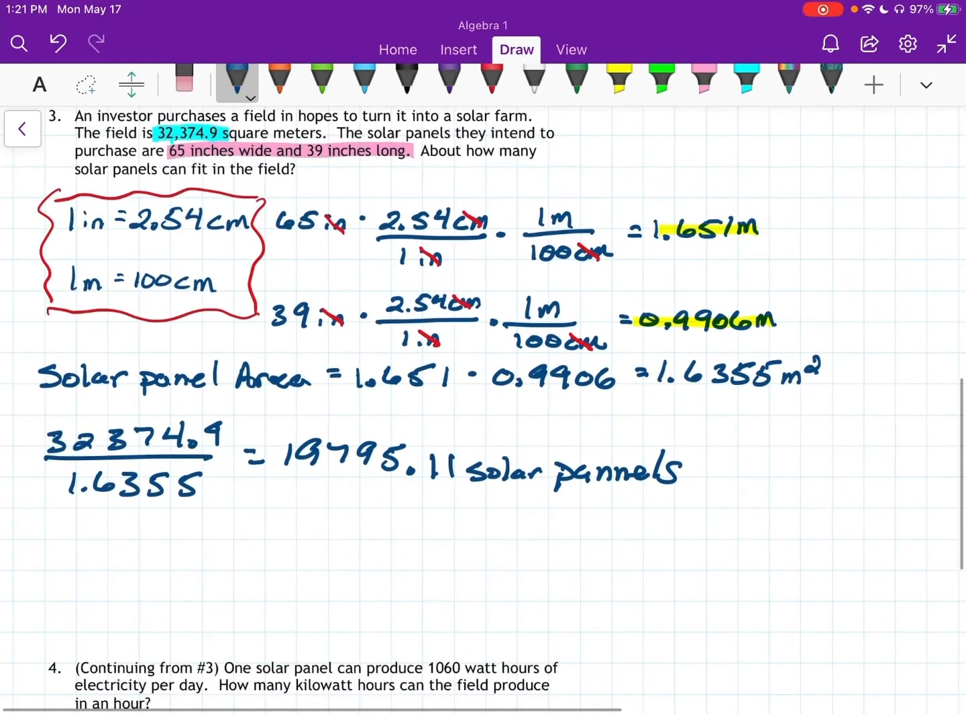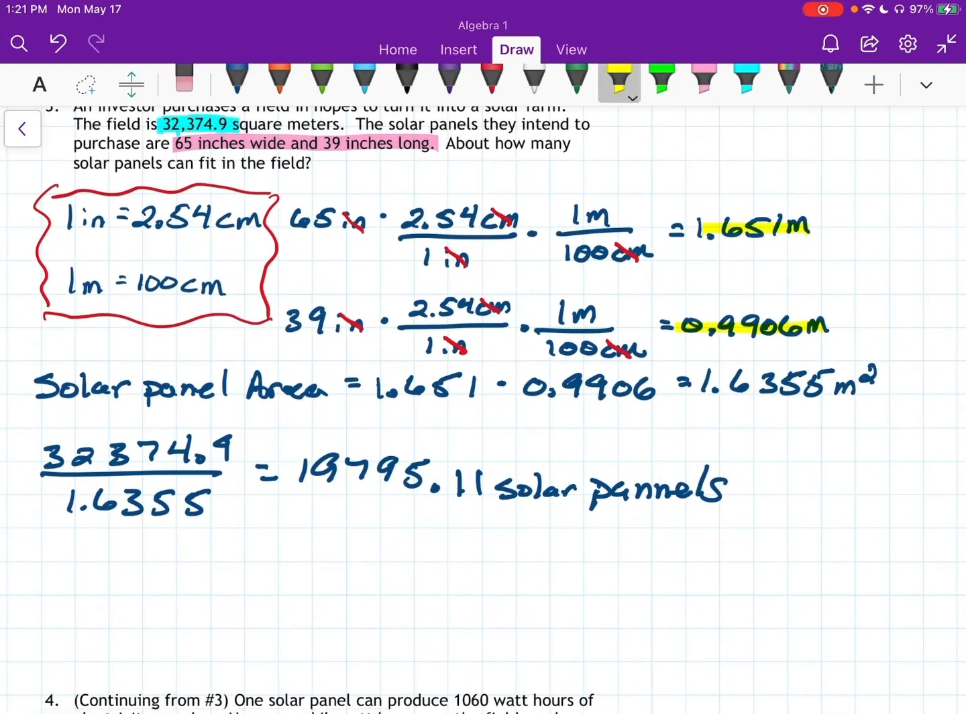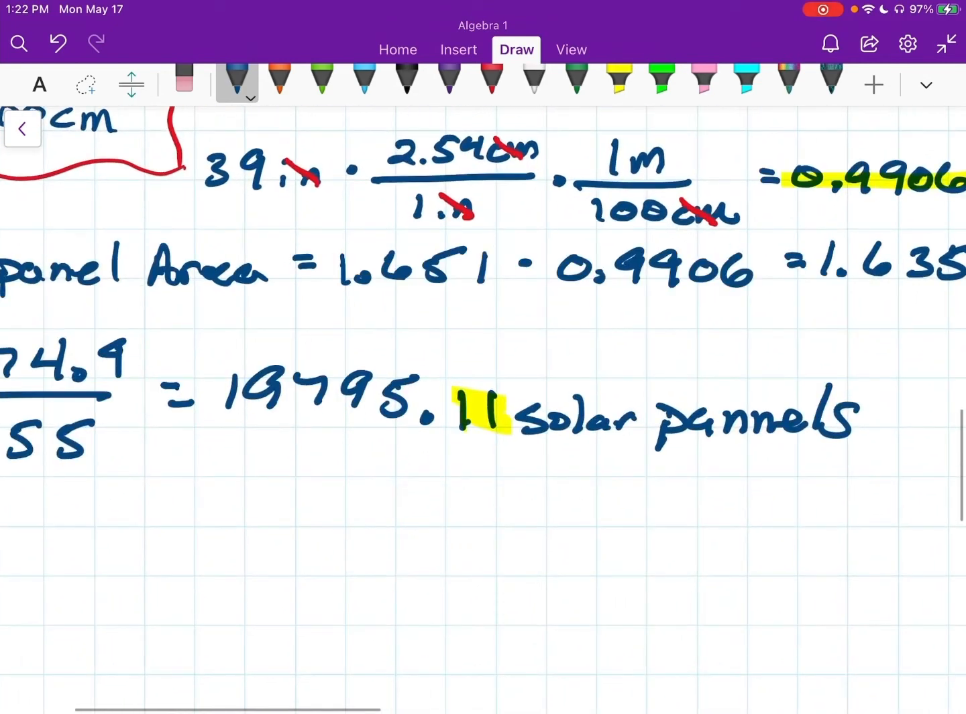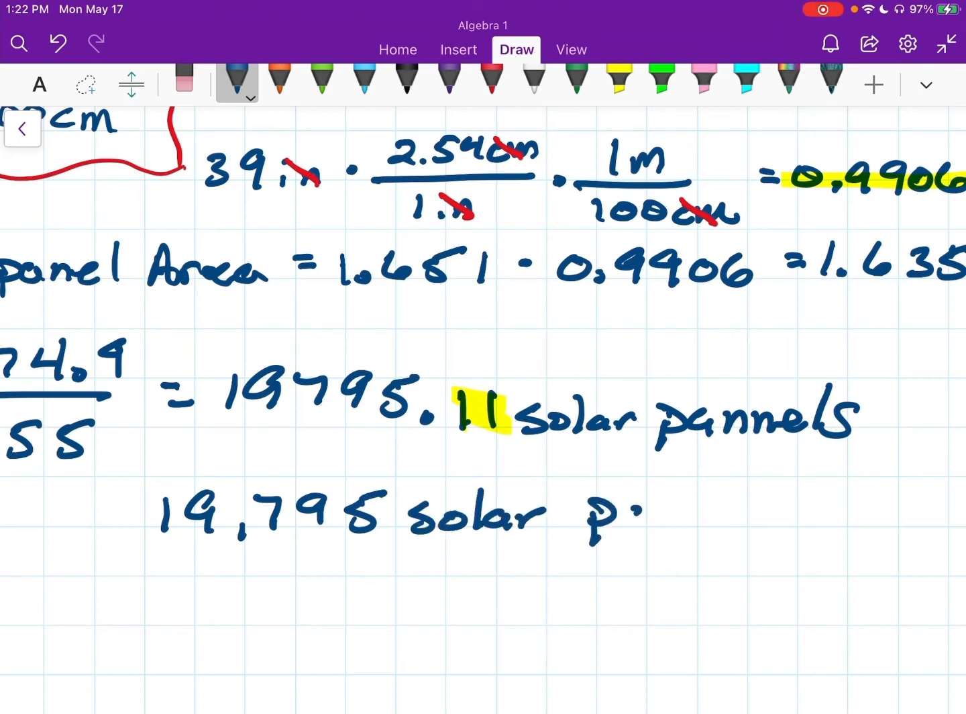Now, one of the things to notice here is that we've got this 0.11. For starters, we can't have 2 decimal points, and also, does it make sense to have a fractional solar panel, right? We're going to assume that they're not going to have this company custom make solar panels that are fractional size, so we're just going to round down to the nearest whole solar panel. So we'll round down to 19795 solar panels. And hopefully that's spelled right.